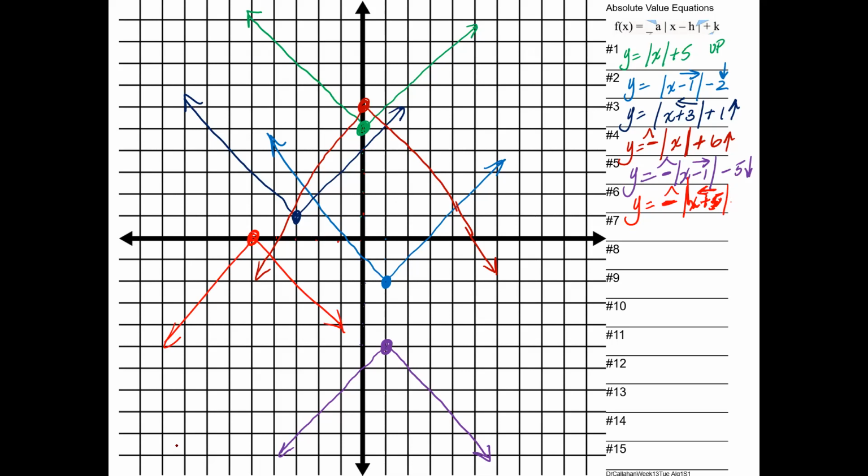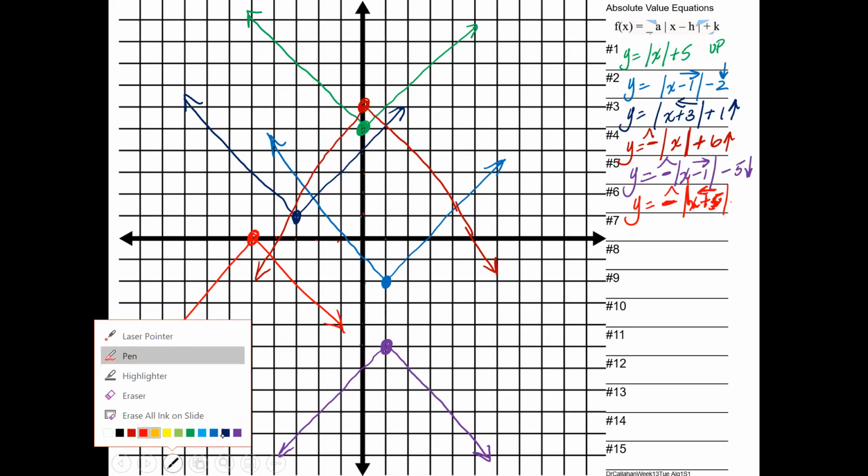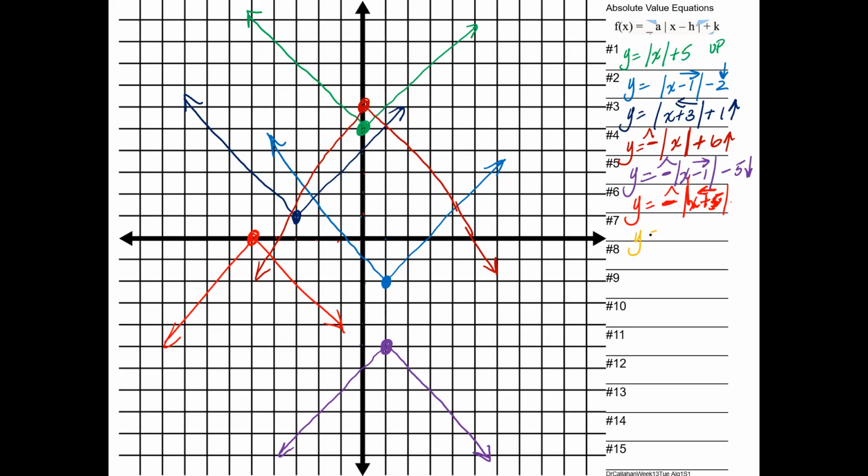Next one, here we go. I'm running out of colors here, but that's okay. y equals, notice it's a positive, absolute value of x. For this one, you're not going to go right or left, up or down. You're just going to start at 0 and draw your V shape.